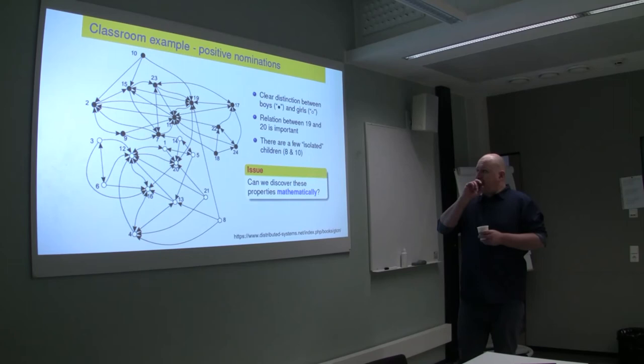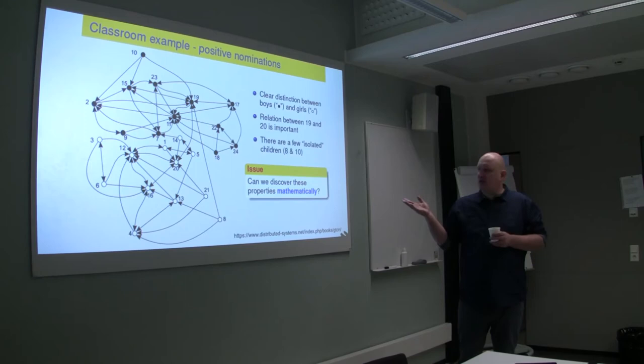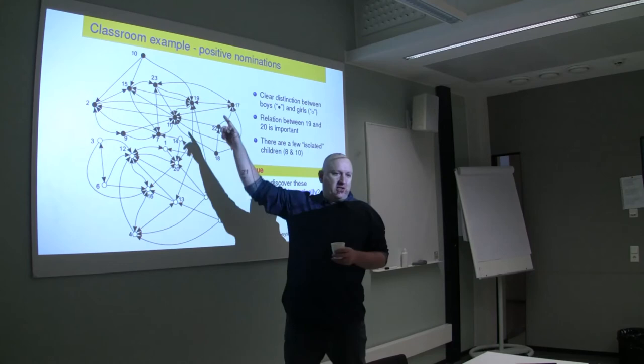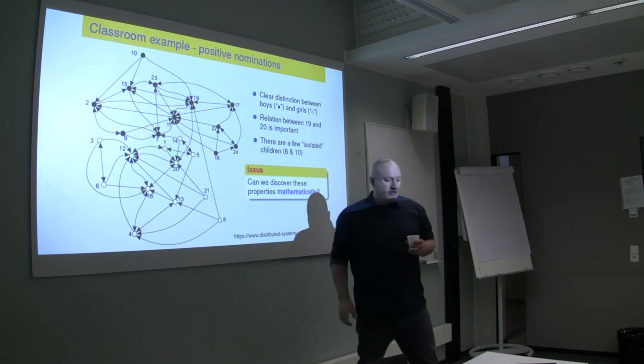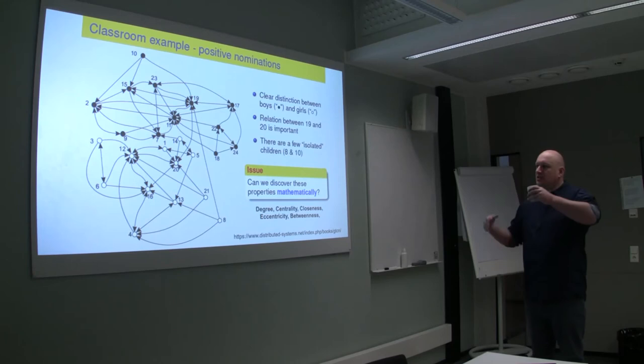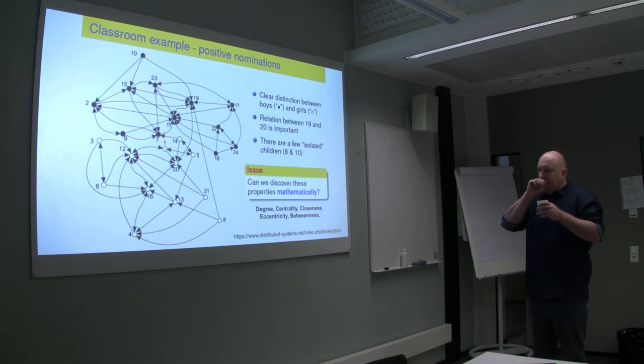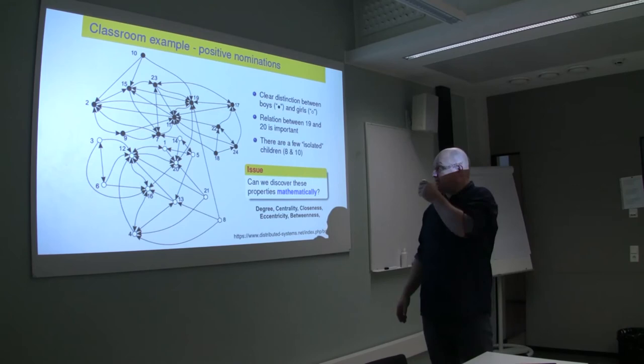This actually might be a nice tool if you're a teacher, right? This might not at all be apparent if you're just observing these kids interacting with one another. But it might mean something that there are no nominations coming in for these two kids. This is just looking at it descriptively, but we can do some counting, some analyses in order to characterize the structure of this network.